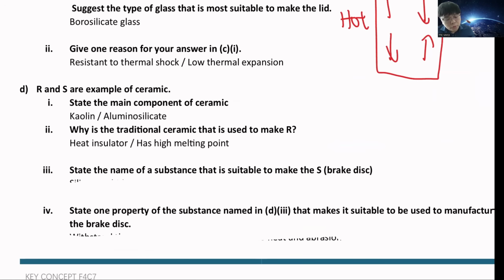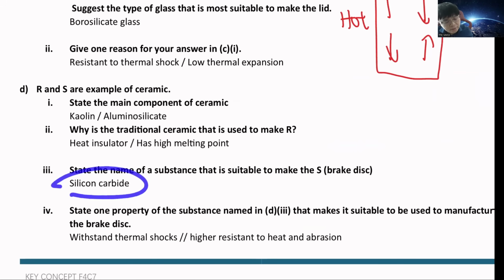So why do we choose the traditional ceramic to make the cooking pot? Because it's a heat insulator and has a high melting point. Otherwise it will melt. Then for the brick disc, you have to use silicon carbide. It's very popular in exams. Silicon carbide, why do we choose them? Because silicon carbide is an advanced ceramic that is very, very strong.